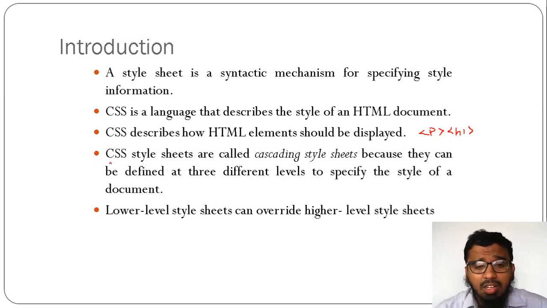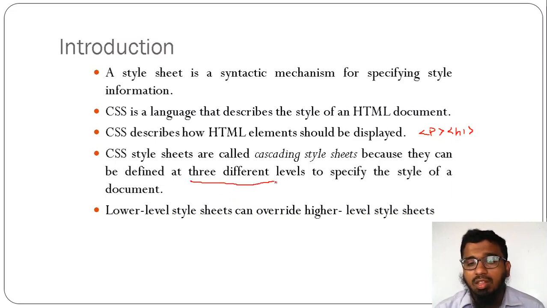Next, CSS style sheets are called cascading style sheets because they can be defined at 3 different levels to specify the style of the document. One thing we have learned is that CSS is used to give style to the HTML document. In how many ways can we give it? In 3 ways, that is, 3 different levels. That we are going to see.